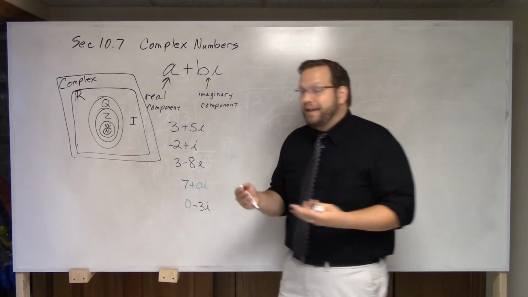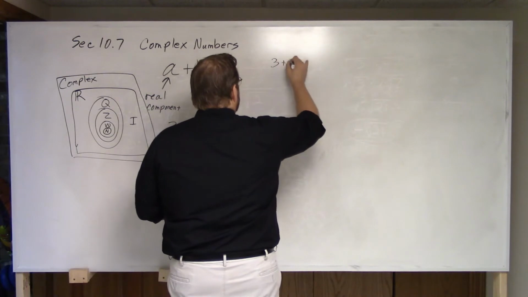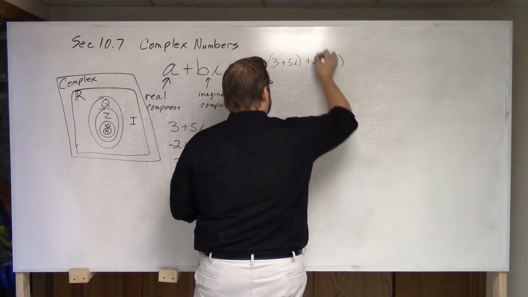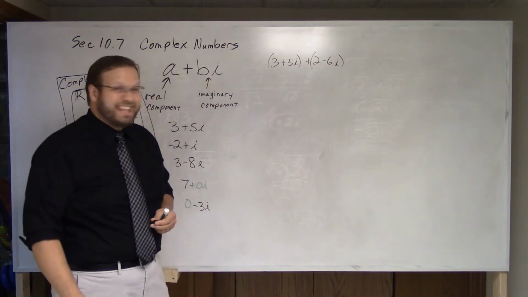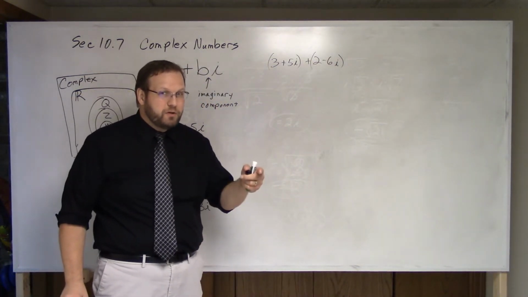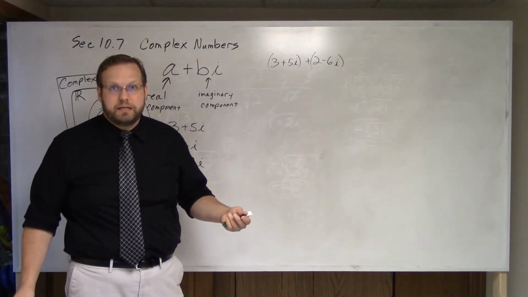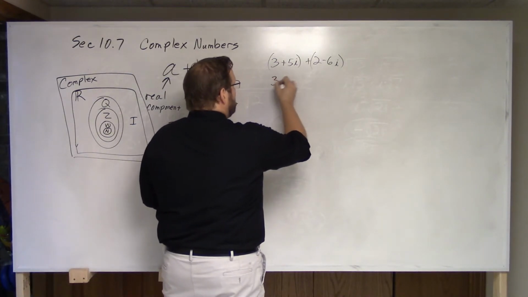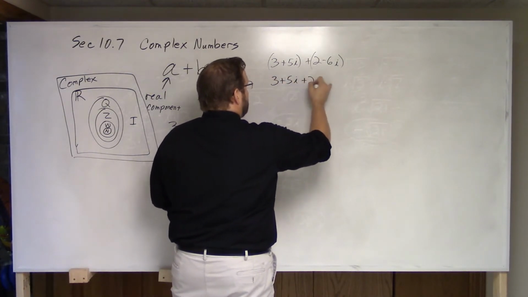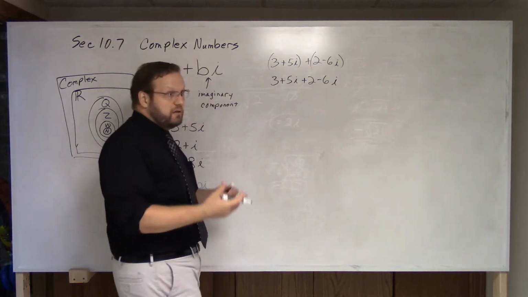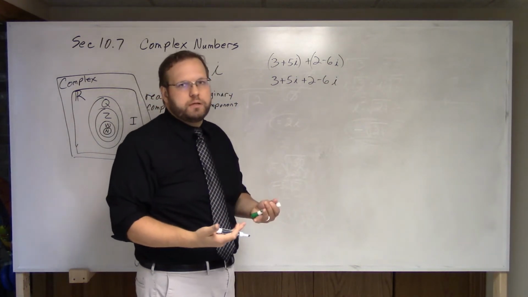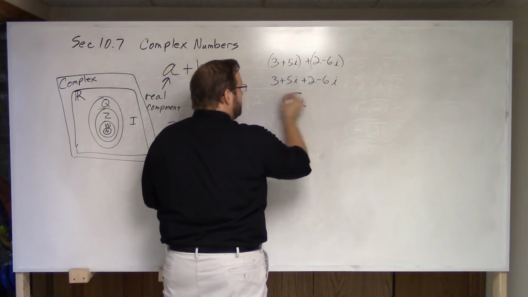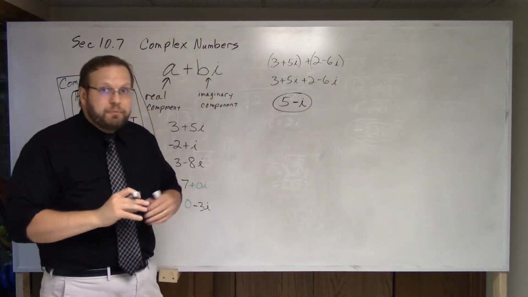So let's start with adding. Let's say we have 3 plus 5i plus 2 minus 6i. Okay? That kind of looks like you're adding a binomial plus a binomial. That's exactly how we're going to be treating it. Okay? So when we're adding complex numbers, you just think of it as laying out all the terms and then adding the like terms. But in this case, we call them like components. So 3 plus 2 is 5. 5i minus 6i is negative 1i. It's as simple as that.